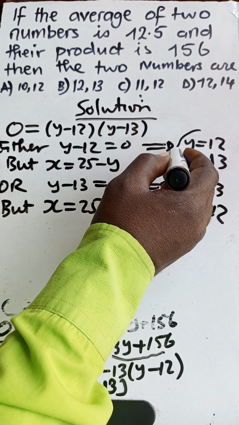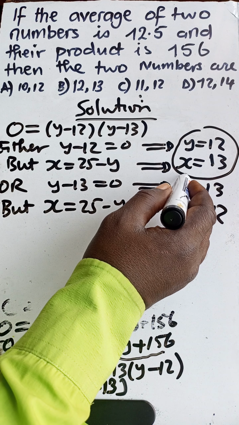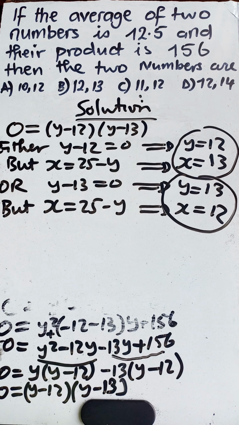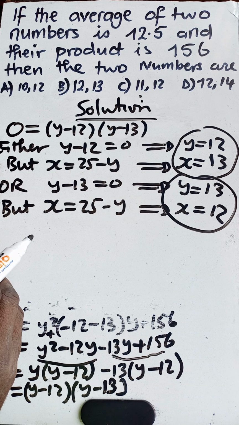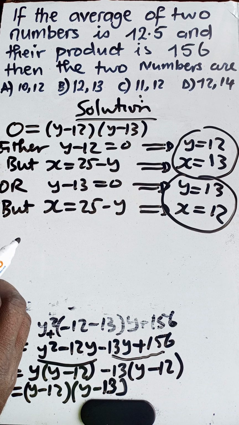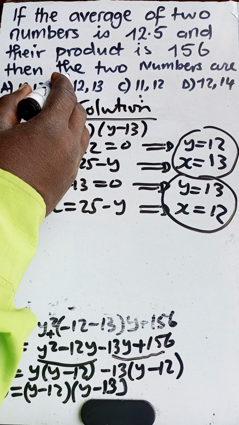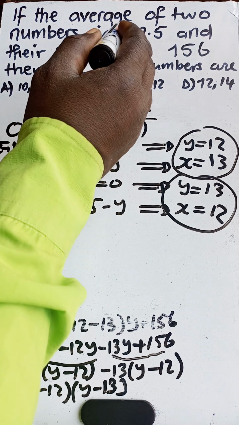Now, if we look at the pairings, we see that the same results repeat. So the two values will be 12 and 13. And so the answer B here is correct.